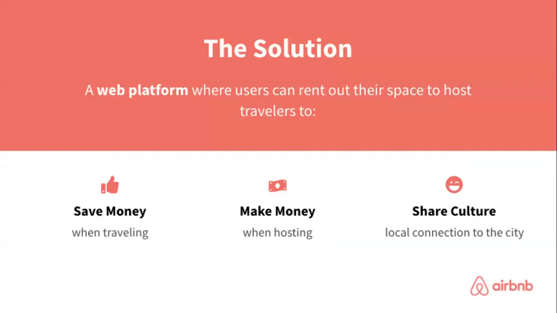This is the Airbnb solution slide. He explains the solution is a web platform where users can rent out their space to host travelers. So the solution allows people to save money, make money, and share culture. So that is their solution.